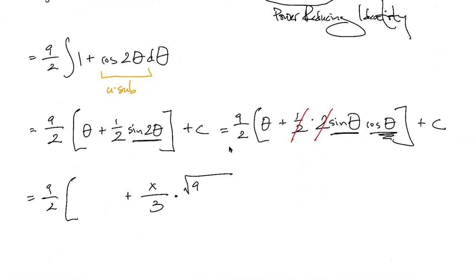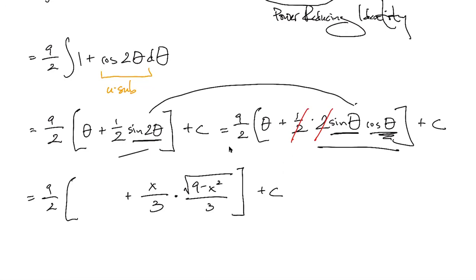I have a question. Yeah. I'm confused about what happened in the step before that. Here? No, after that? Here? Yeah, right here. Okay, so this is the double angle formula for sine. Oh, okay, thank you. No problem.